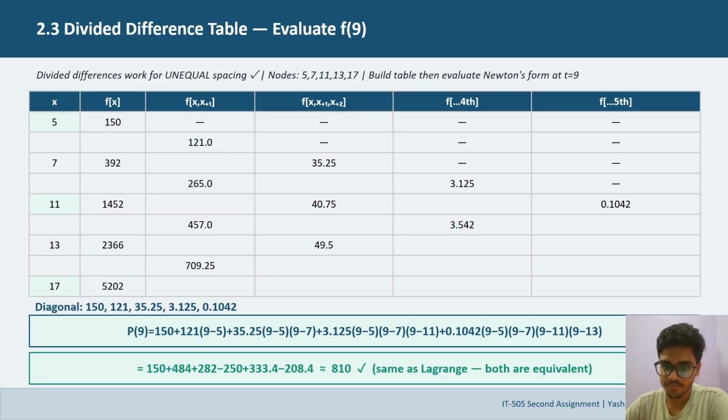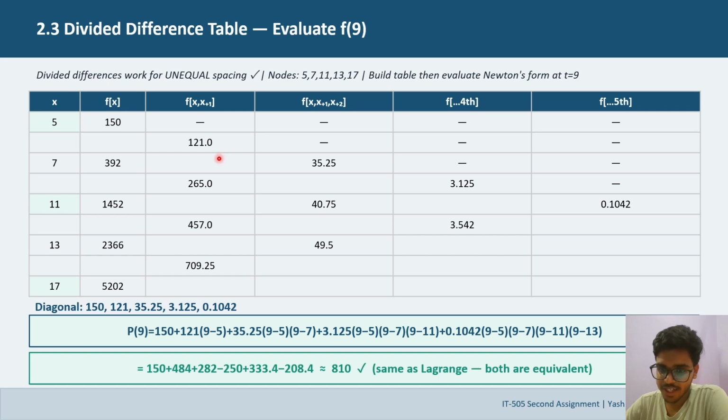Divided difference table. The divided difference table is built as follows. Column 0 is just the y values 150, 392, 1452, 2366 and 5202. And column 1 contains the first order divided differences. Between x equals 5 and x equals 7, it's 392 minus 150 divided by 7 minus 5. That is 242 over 2, which equals 121.